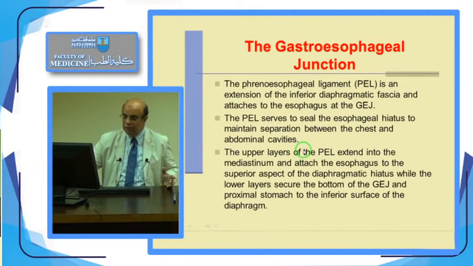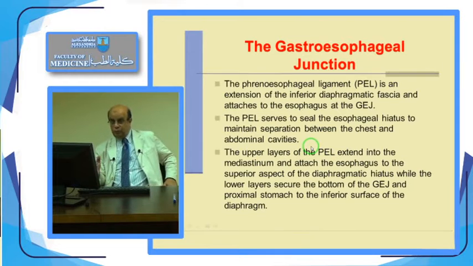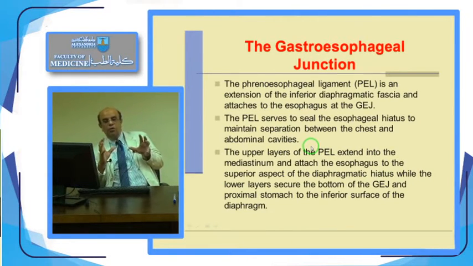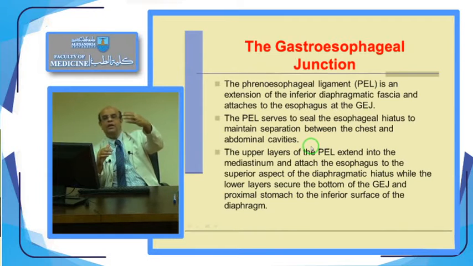What is the phrenoesophageal ligament? The phrenoesophageal ligament is important. It is an extension of the inferior diaphragmatic fascia, which is continuous with the fascia transversalis of the abdomen and attaches to the esophagus at the gastroesophageal junction. So it has two functions. One, it anchors the esophagus or the gastroesophageal junction, this area of high pressure zone, in its position, preventing its migration inside the chest, and it seals the abdominal cavity from the thoracic cavity.